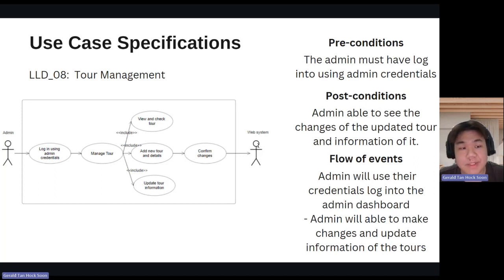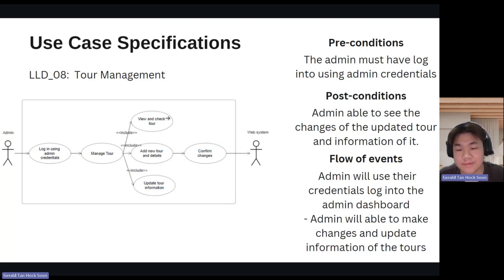The precondition is the admin must have logged in using their credentials. And then the postcondition is the admin will be able to see the changes of the updated tour and information about the tour. Now I will talk about the flow of events. First is the basic flow. The admin will be able to use the credentials to log in to the admin dashboard. Then the admin will be able to make changes like view and check tour, add new tour and details, and update tour information. Then the alternative flow is the system will prompt the admin for confirmation to update the tour.